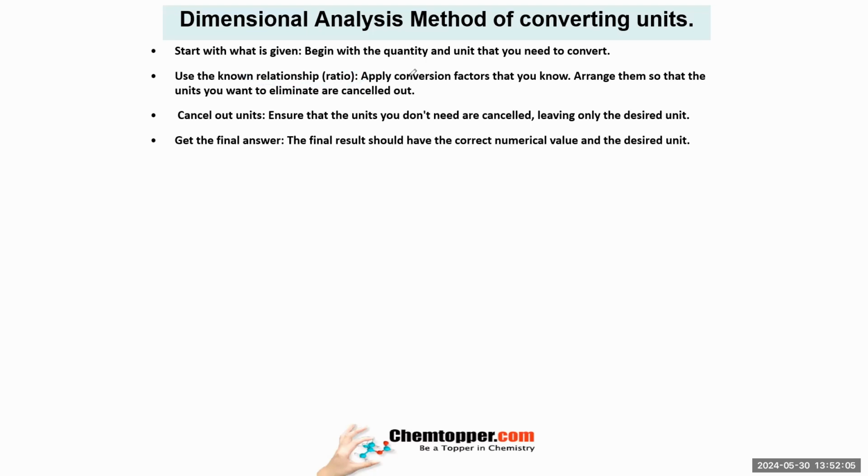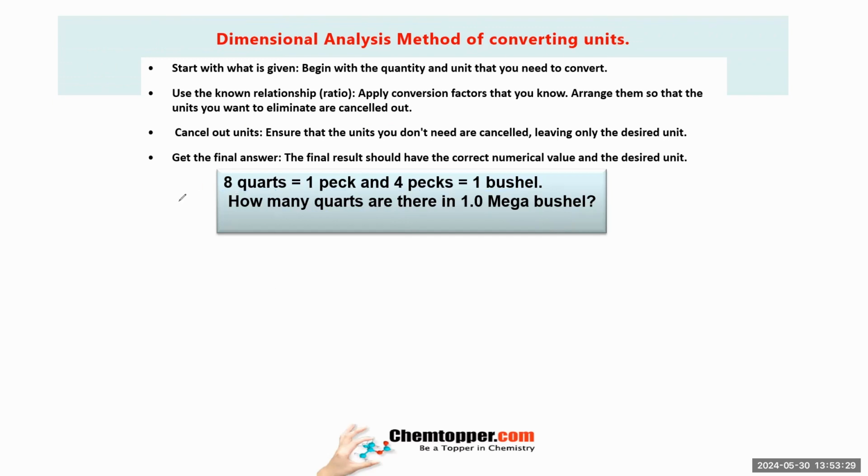You have to plug in the ratio in such a manner that the unit which you don't want will be eliminated or cancelled out, and the unit which you want, you have to put it in the numerator to retain it. So ready for one question? Now we are going to solve this question with the help of dimensional analysis. You can see these are the ratios given to you, the relationships. And this is something with which we have to start.